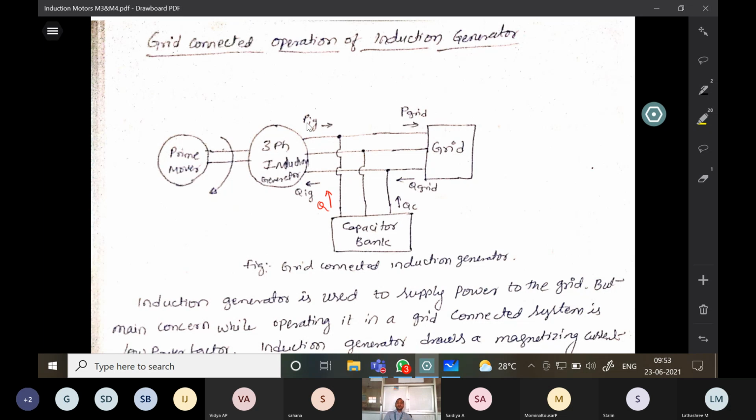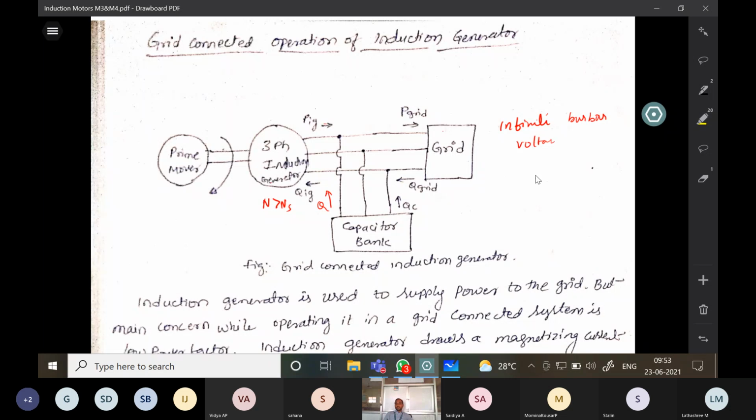After that, N is more than Ns, so it is acting in generator mode. The rotor is rotating and it will produce power. This is called PIG, the induction generated power, and that is supplied to the grid. The grid means a bus bar or supply line, an infinite bus bar, as we can call it. So the power will be supplied to the grid.